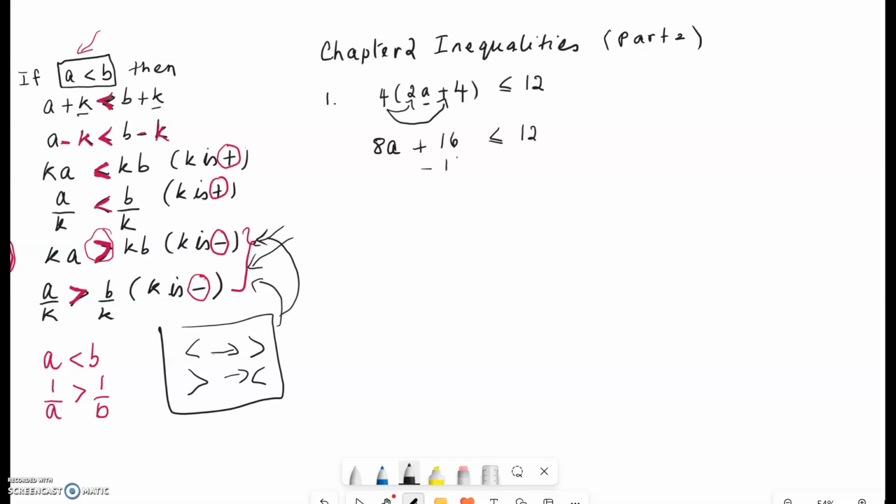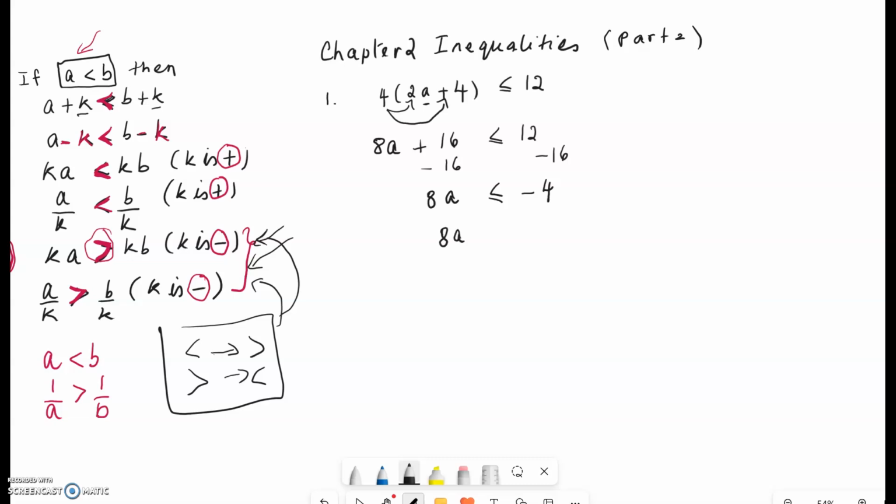Subtracting the same number from both sides does not change the inequality. It remains less than or equal to 12 minus 16, which is negative 4.